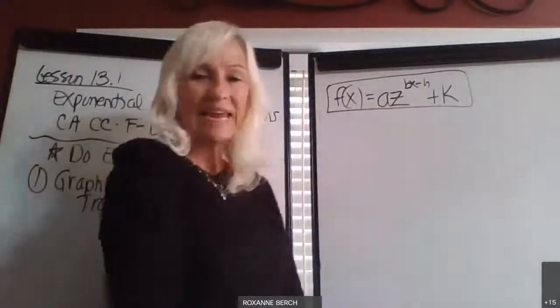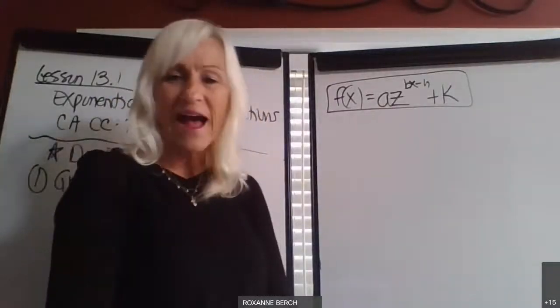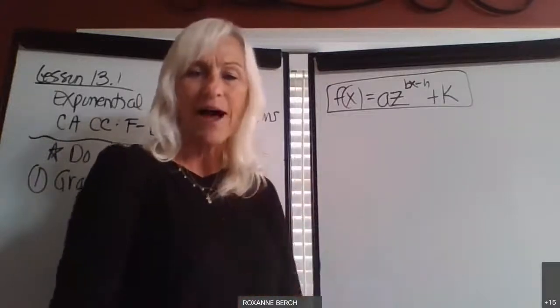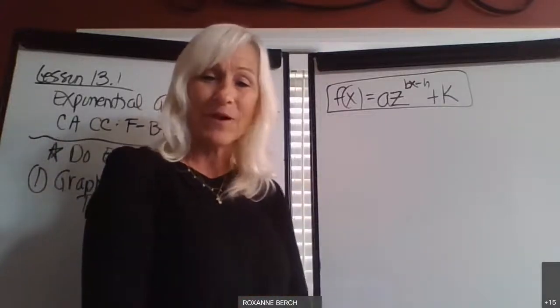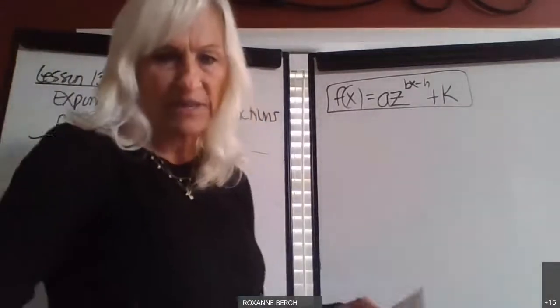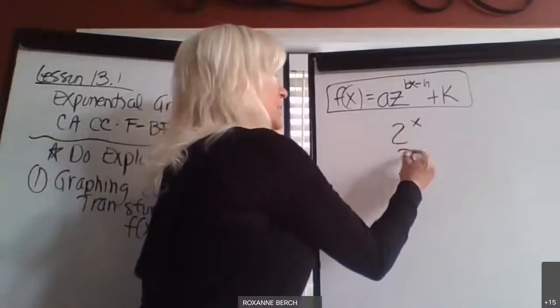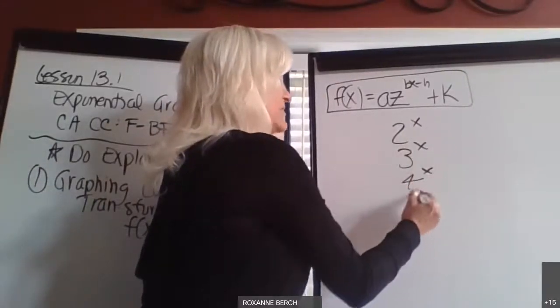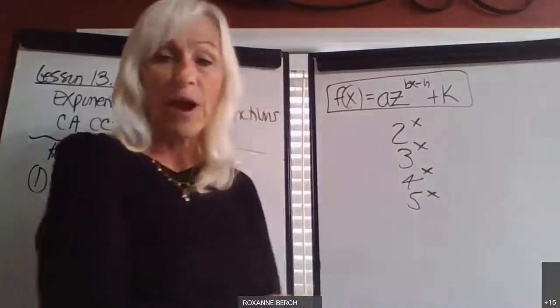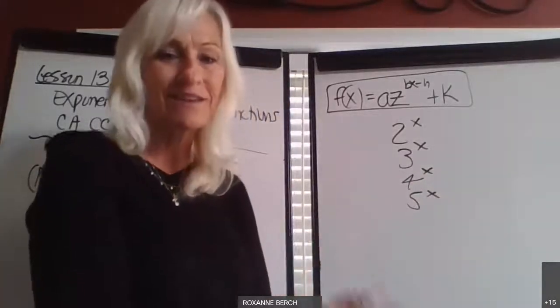Now, this b to the x is the parent. And that's what's going to be different than the quadratic, the cubic, the cube root, the absolute value, is that the parent's different with all these. So you don't need to write this down. I'm kind of just leading you into it. You could have a parent like 2 to the x, 3 to the x, 4 to the x, 5 to the x. So those would all be their parents. They're not vertical anything, they're parents.